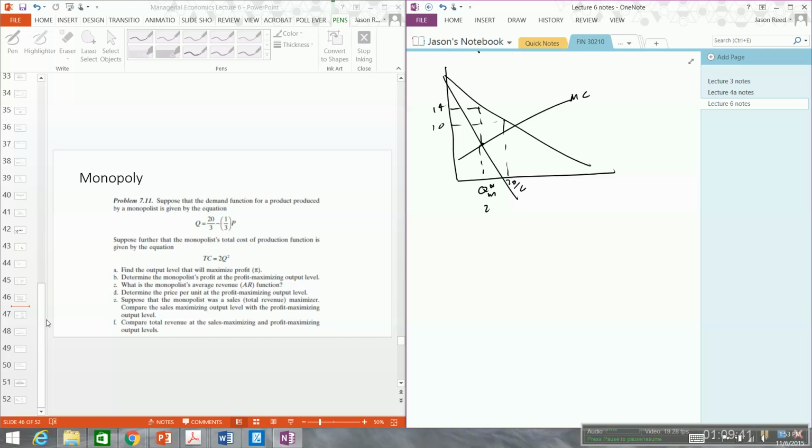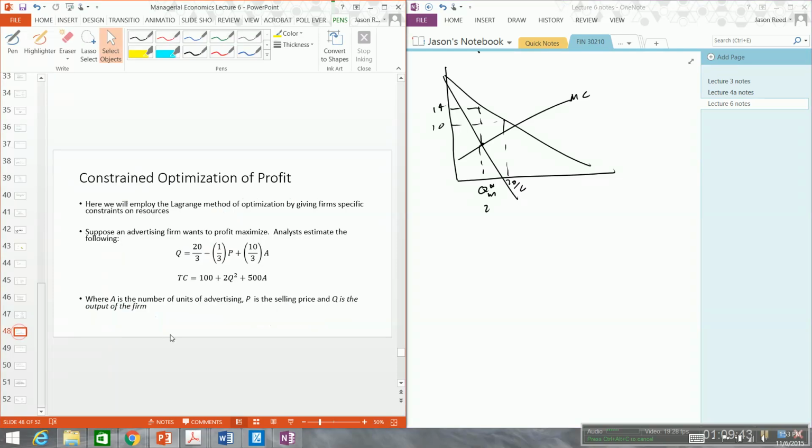Okay, so let's move on to the last part of our lecture here, and this is constrained optimization of profit. And so for us, constrained optimization is going to be very similar to what we did with the Lagrangian at the beginning of class. And that's it, really. So here we're going to construct a Lagrangian method of optimization, looking at firm-specific resources.